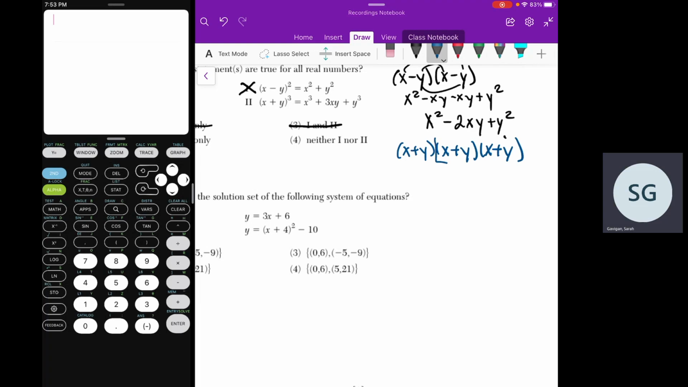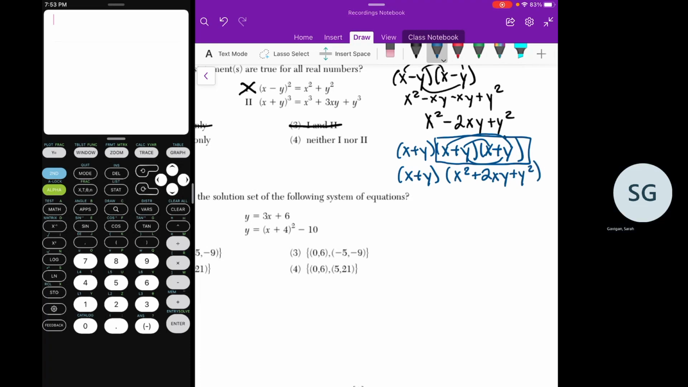And double distribute. So I'll double distribute the second chunk first. So in that case, I'll have x squared, plus xy plus xy is plus 2xy, and we'll have plus y squared. Now when we distribute this x into that long trinomial, we'll have x to the third plus 2x squared y plus xy squared.